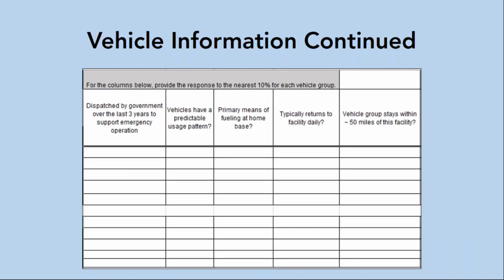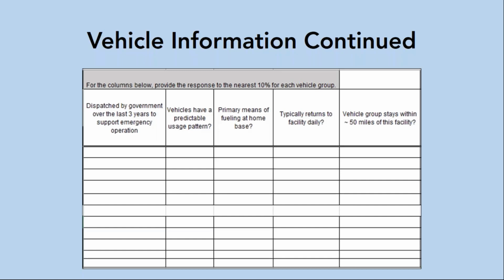For this next section, vehicle information, we're asking for a percentage of the time, so it does not have to add up to 100. The first question is, what is the highest approximate percentage of the vehicle group that was dispatched at the same time over the last 3 years on behalf of a local, state, or federal government to support an emergency operation, such as repairing or preventing damage to roads, buildings, terrain, and infrastructure as a result of an earthquake, flood, storm, fire, terrorism, or other infrequent acts of nature? This should be reported as a percentage of each vehicle group to the nearest 10%.